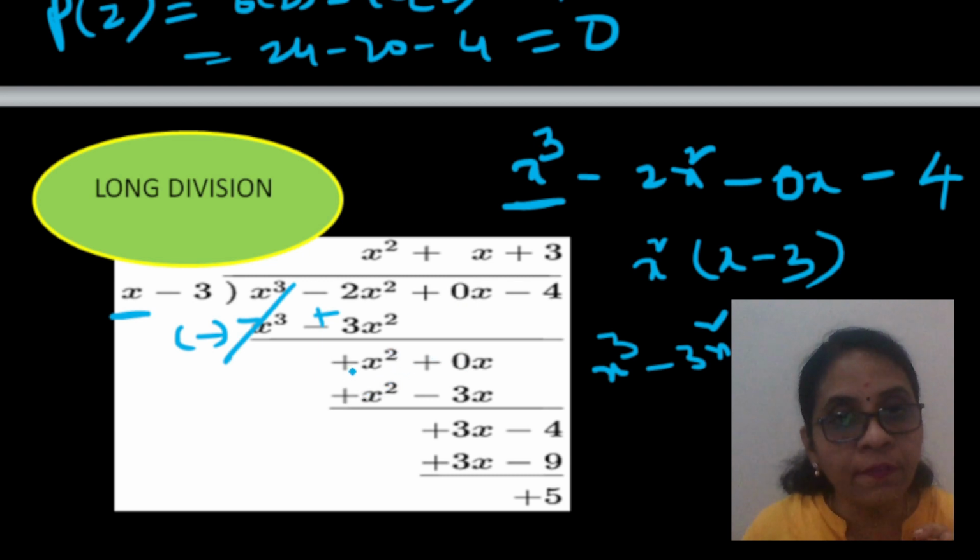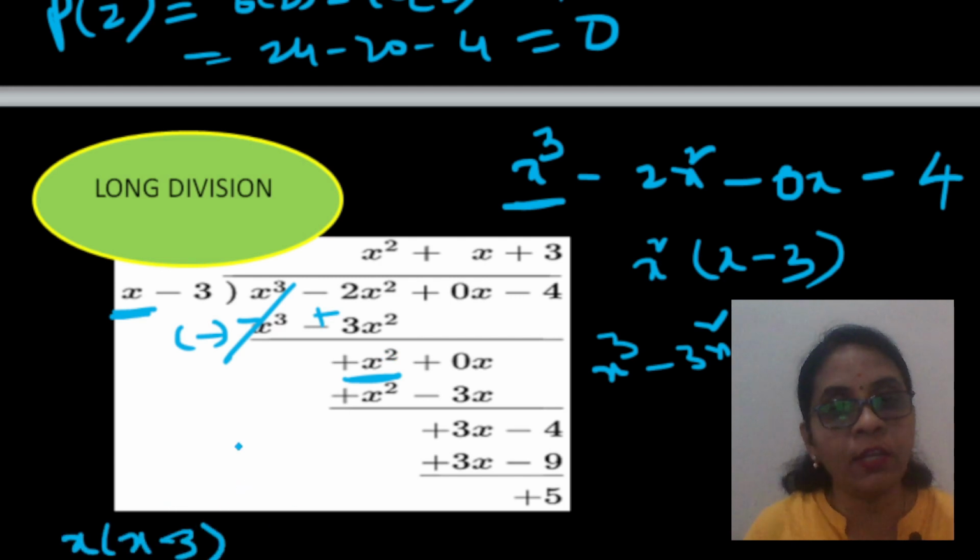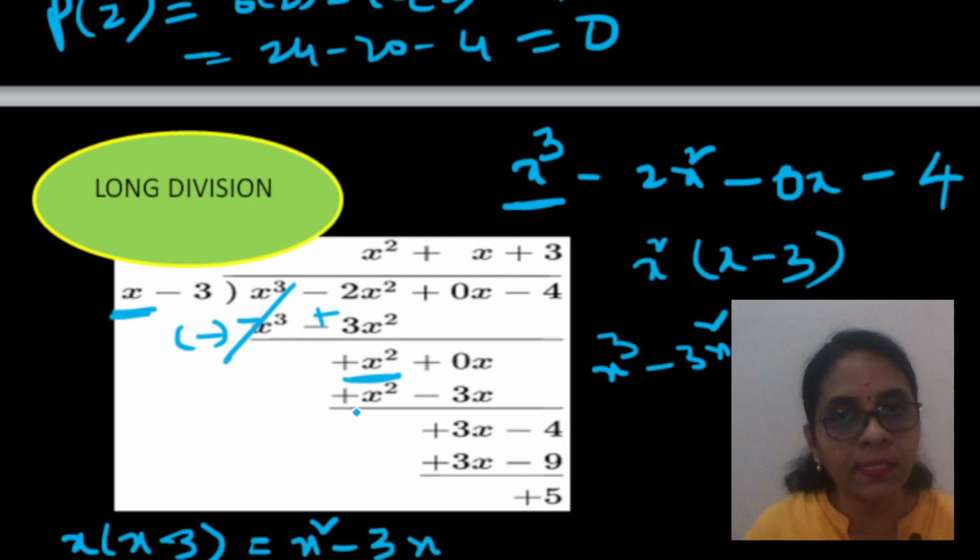Now again see the first term of this and the first term of your divisor. X square by x will give you what? It is x. Now you have to multiply this x with x minus 3 again. This is all your rough work, children. If you are comfortable doing it mentally, more than happy about it. So x into x minus 3 becomes x square minus 3x. So here it is x square minus 3x.